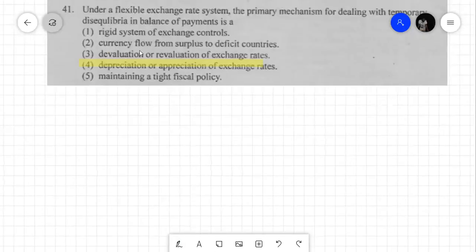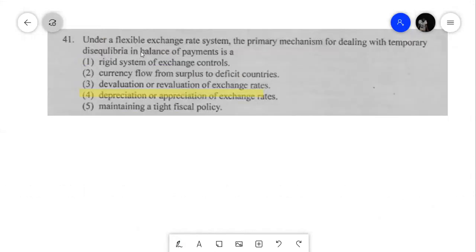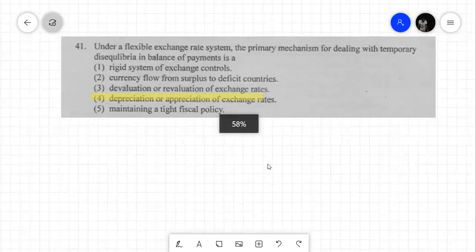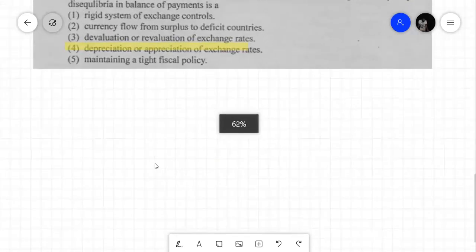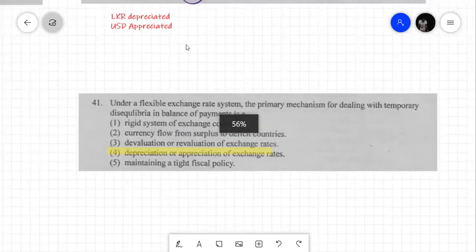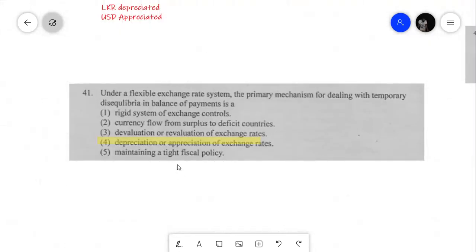Remember, in a flexible exchange rate system, there is no government intervention. So no rigid controls and no fiscal policies, right? It's not a managed floating, it's a completely floating, flexible exchange rate, purely based on demand and supply. So if there's a disequilibrium, the demand and supply are not matching. If the demand and supply do not match, what happens? There will be a depreciation or an appreciation of the exchange rate. Okay, so that's 41. We're done with that.